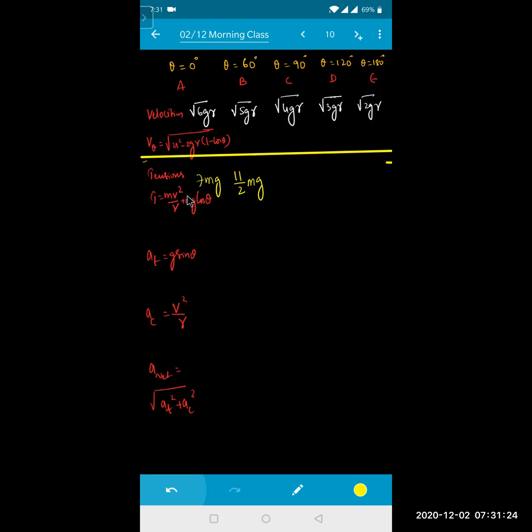It will be 6gr only, because cos theta is 0. And then 6 mg.